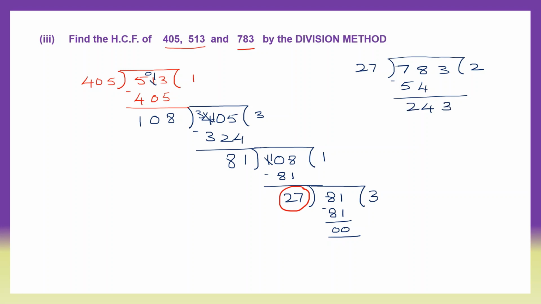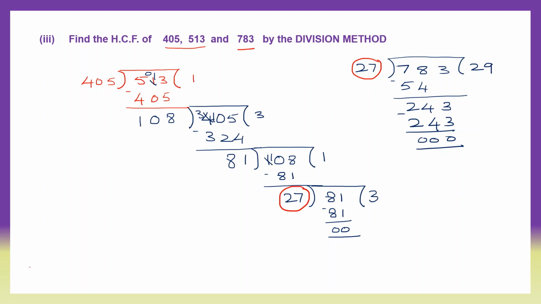Now 27 into what will give us a number close to 243. Let's multiply 27 into 9 and see. 7 nines are 63, carry 6. 9 twos are 18. 18 plus 6 is 24. So we've got the same number. 27 into 9 is 243. So our remainder here is 0. So we didn't have to continue with our division because when we divided by 27, we got the remainder 0. So 27 is the last divisor which gave us the remainder 0.